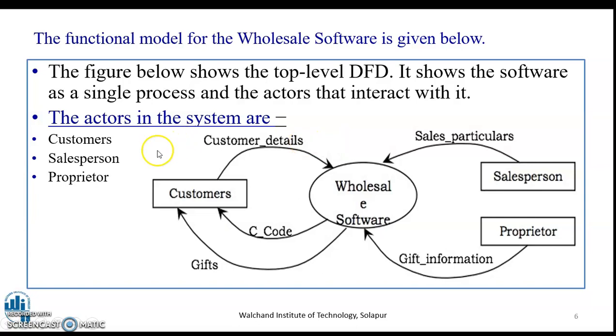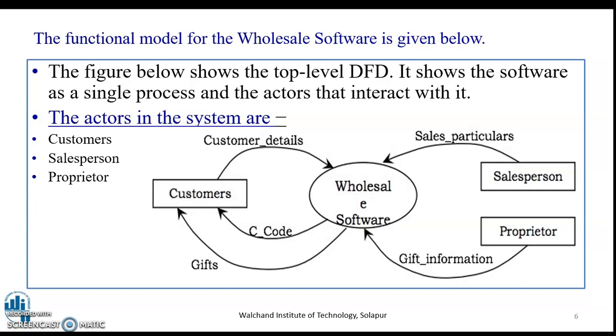And here the data flows in such a way as I'll be reading out. So the customer, that is the actor, enters the customer details into this wholesale software. Then the salesperson enters the sales particulars. Further, the proprietor enters the gift information. Then based on this, the customer gets the C code from the wholesale software, and based on that it gets the gifts. So this is a top level DFD of this problem description.